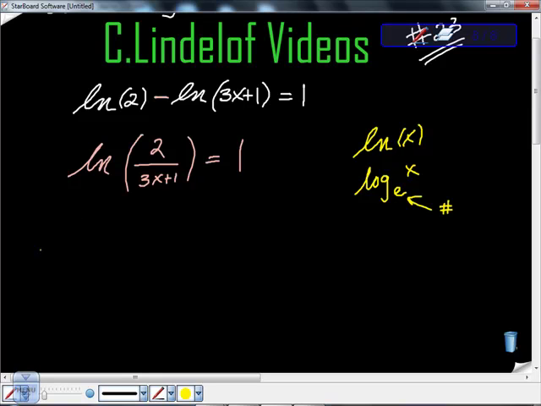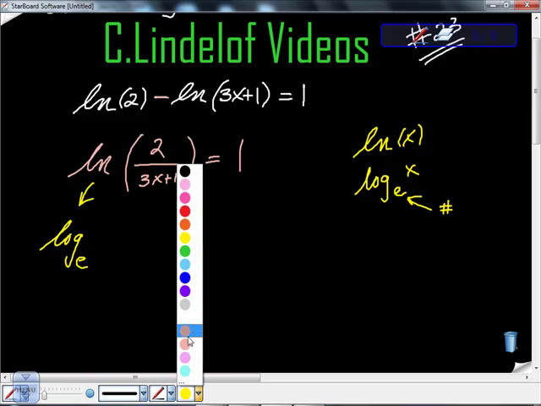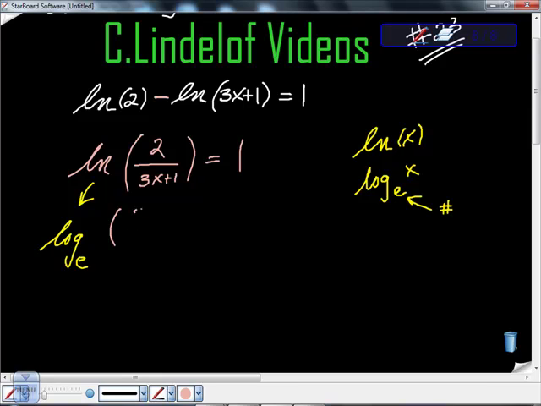I'm just going to rewrite this so you can see what I'm doing here. I'm saying that ln is log base e. The rest of it I'm going to keep the same: 2 over 3x plus 1 is equal to 1. The reason I did this is because I'm going to exponentiate. To exponentiate a function is to take it out of its logarithmic form and put it into its equivalent exponential form.